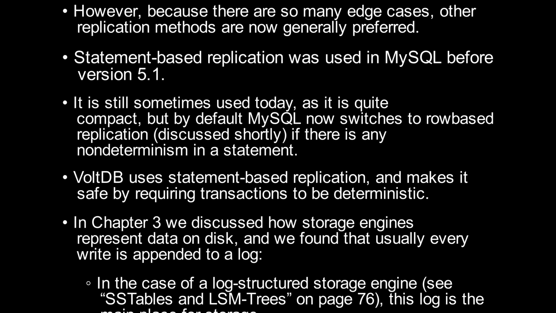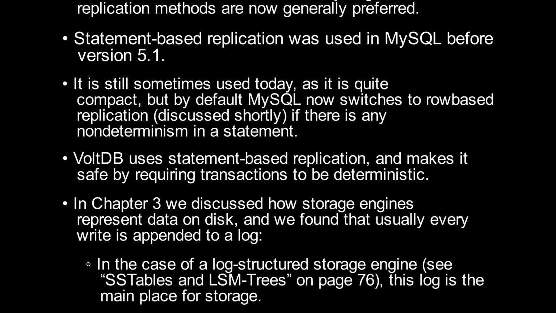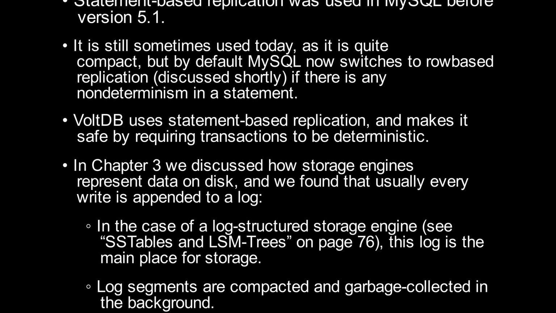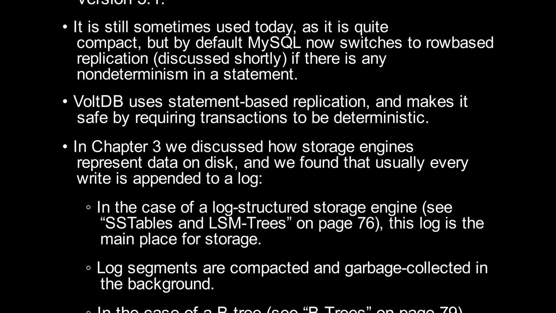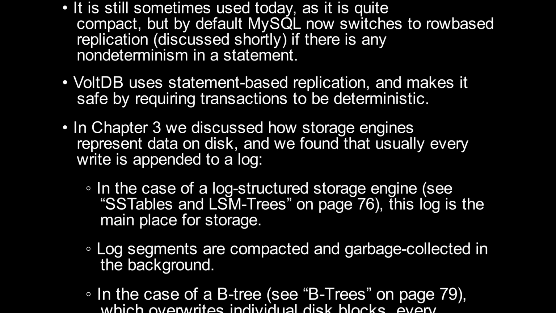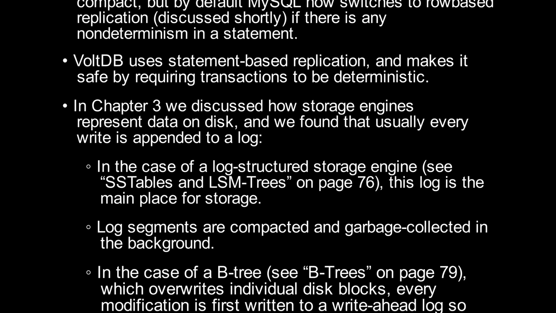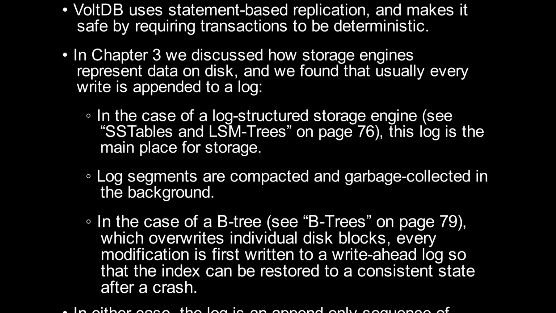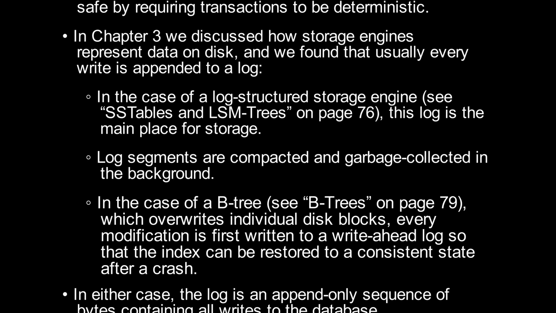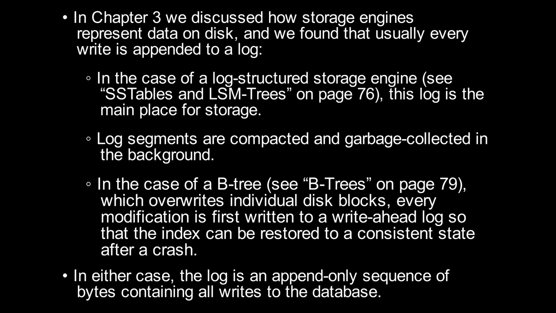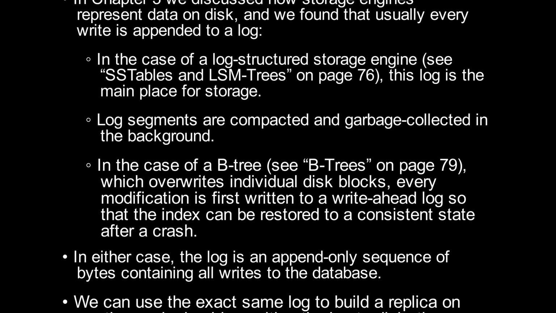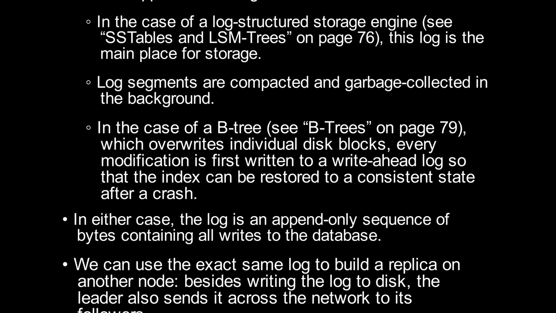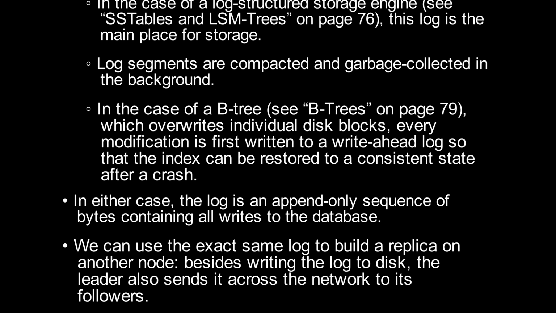In Chapter 3 we discussed how storage engines represent data on disk, and we found that usually every write is appended to a log. In the case of a log-structured storage engine, SSTables and LSM-trees on page 76, this log is the main place for storage. Log segments are compacted and garbage collected in the background. In the case of a B-tree, see B-trees on page 79, which overwrites individual disk blocks, every modification is first written to a write-ahead log so that the index can be restored to a consistent state after a crash. In either case, the log is an append-only sequence of bytes containing all writes to the database.